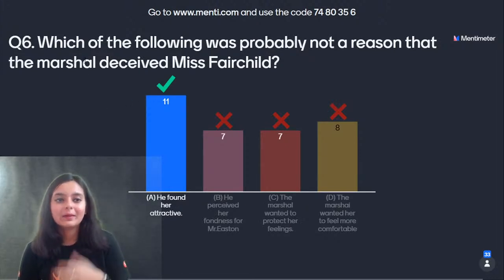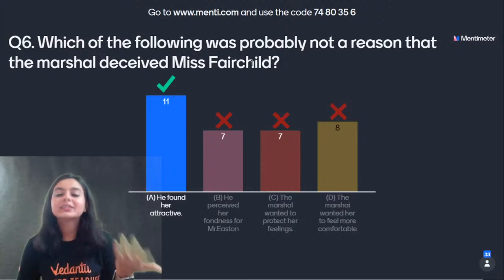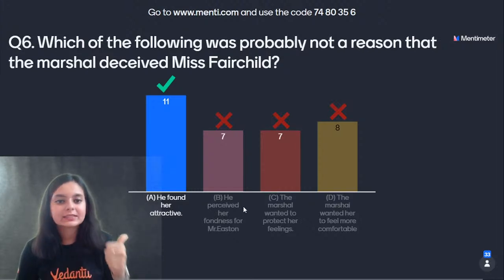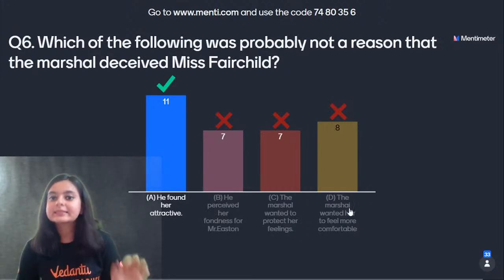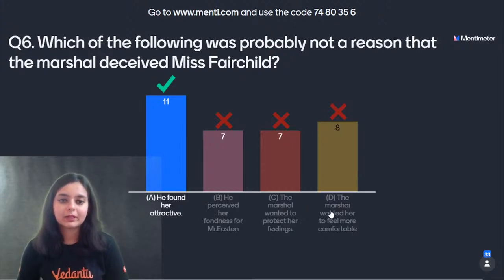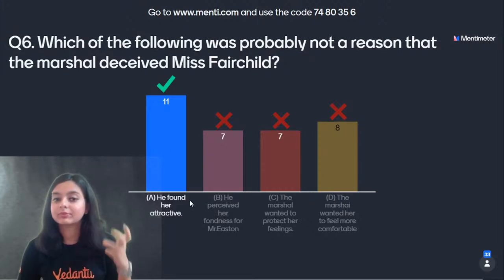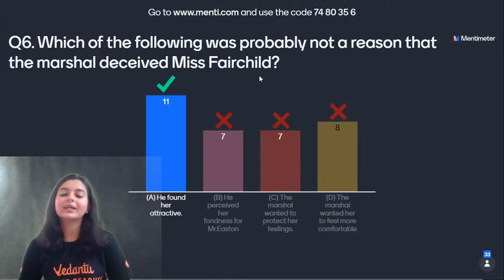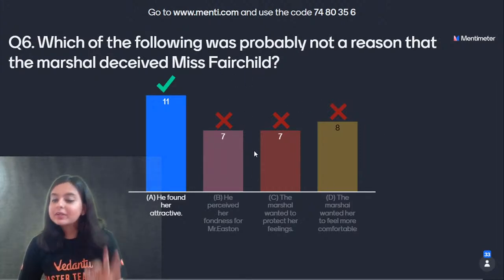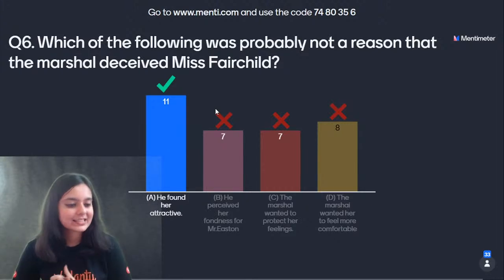So, which was not a reason that the marshal deceived Fairchild? Why did he deceive Fairchild? Because he perceived her fondness for Mr. Easton. He wanted to protect her feelings. He also wanted to make her more comfortable. So this is the only one which is probably not a reason that the marshal deceived Miss Fairchild. All these others are definitely reasons, but this is the only one which is not a reason. Okay, I hope I am clear with the last question. Yes or no?